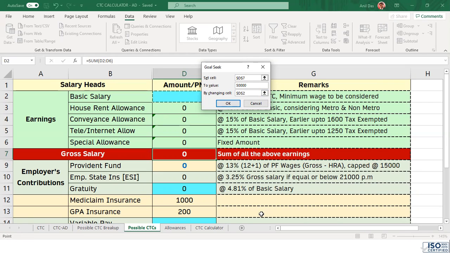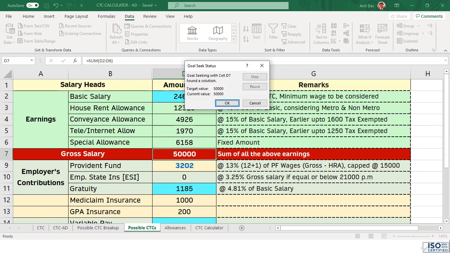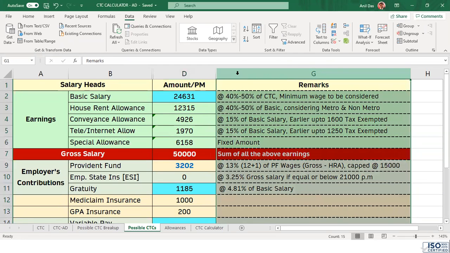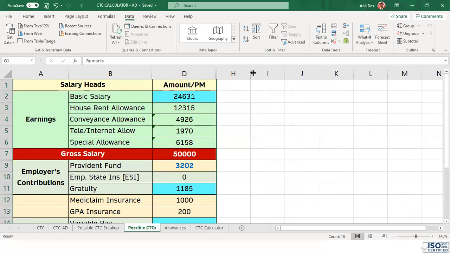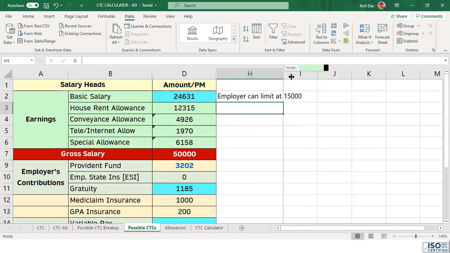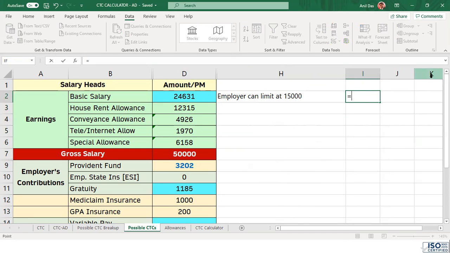Now I am allotting a cell to Excel to calculate the entire salary breakup. I have clicked OK, and the entire salary has got calculated. So we have got this breakup of 50,000. Basic salary is 24. Now what all options does the employer have? The employer can limit at 15,000. An employer will say that I will pay 12%.